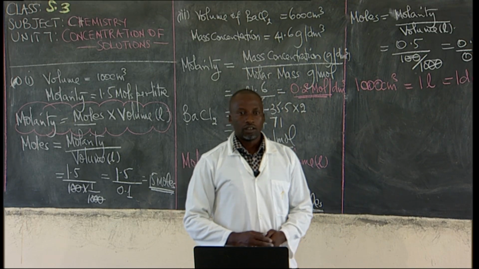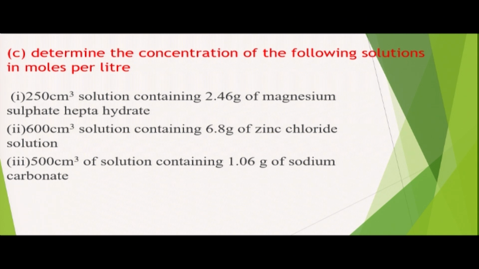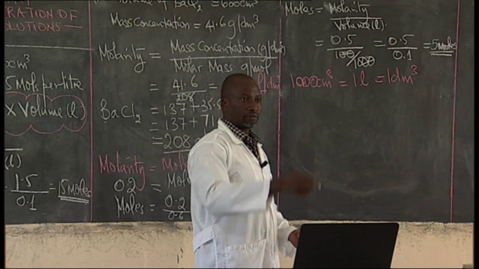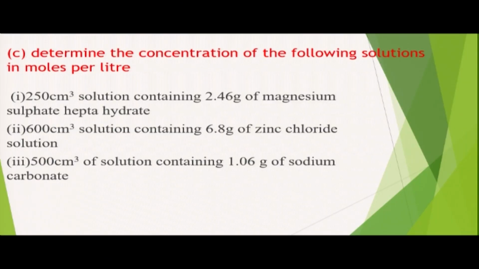Let's proceed. Determine the concentration of the following solutions in moles per liter. So that means you need molarity. If they say moles per liter, you need the molarity, period. You have the volume, but you have the mass. So since you have the mass, you need to get the number of moles. You need to convert those into the number of moles, because in this one we don't have the moles.